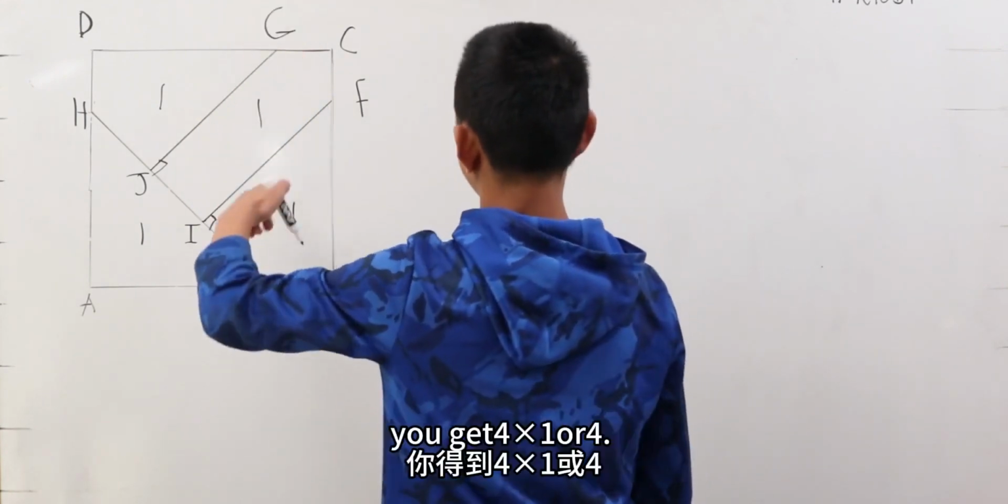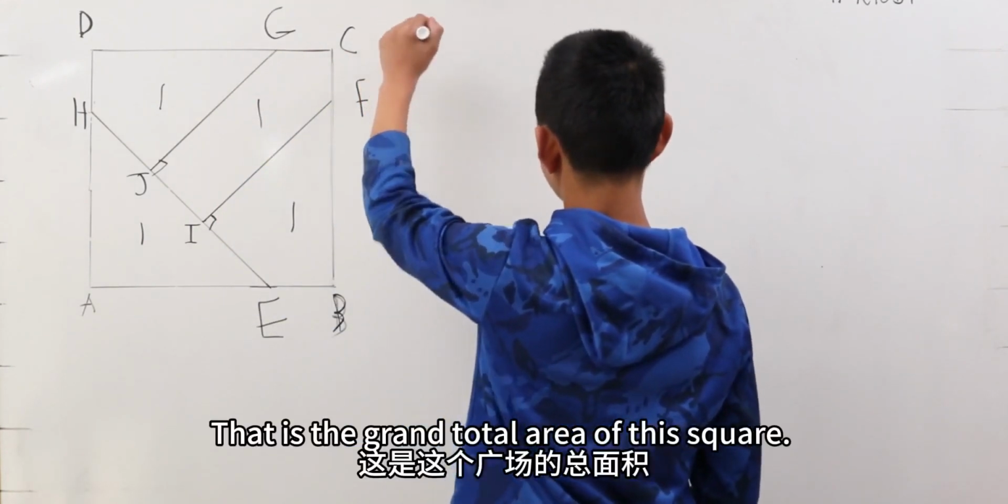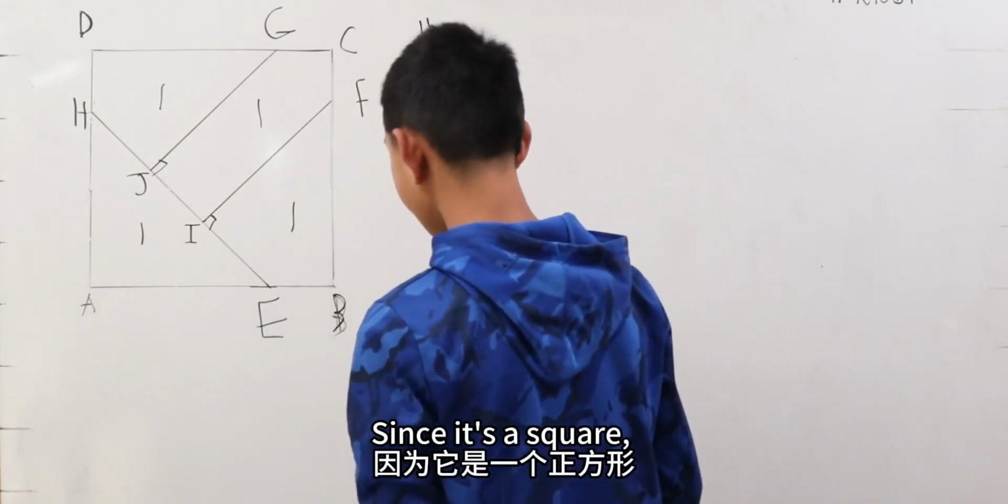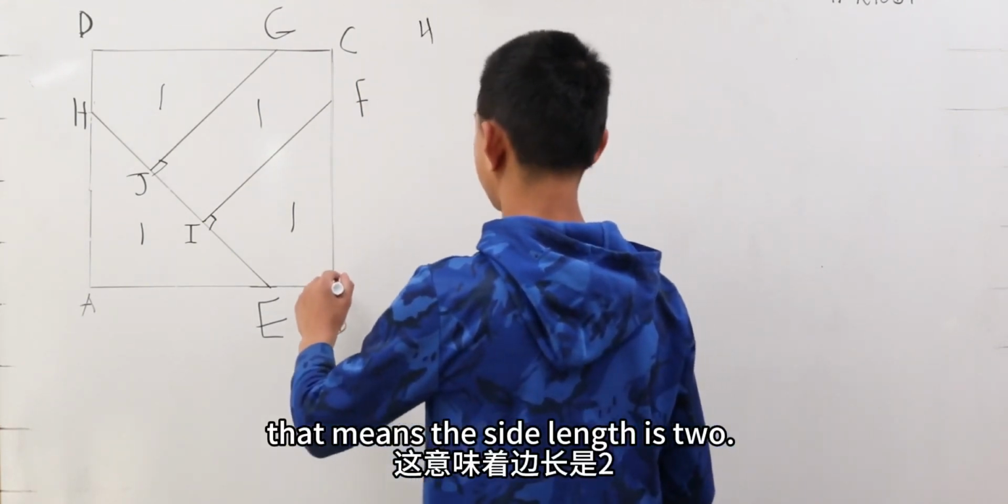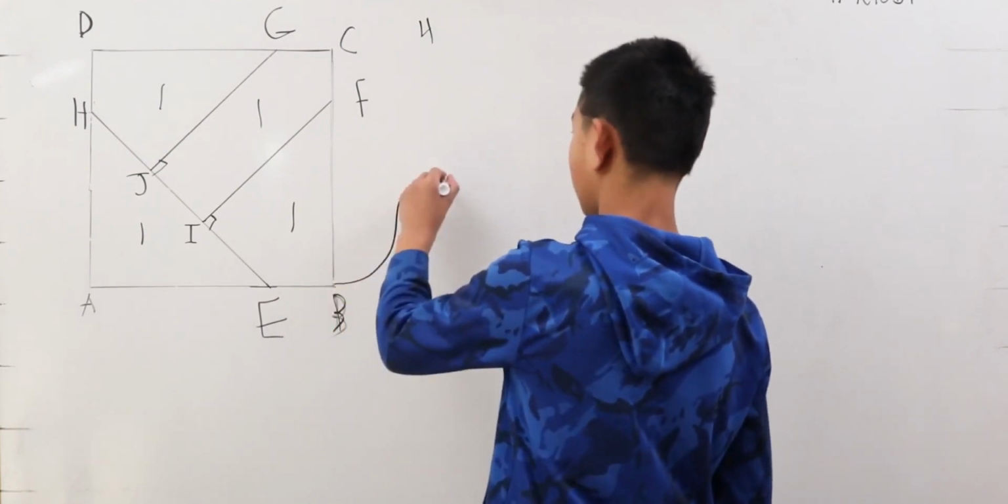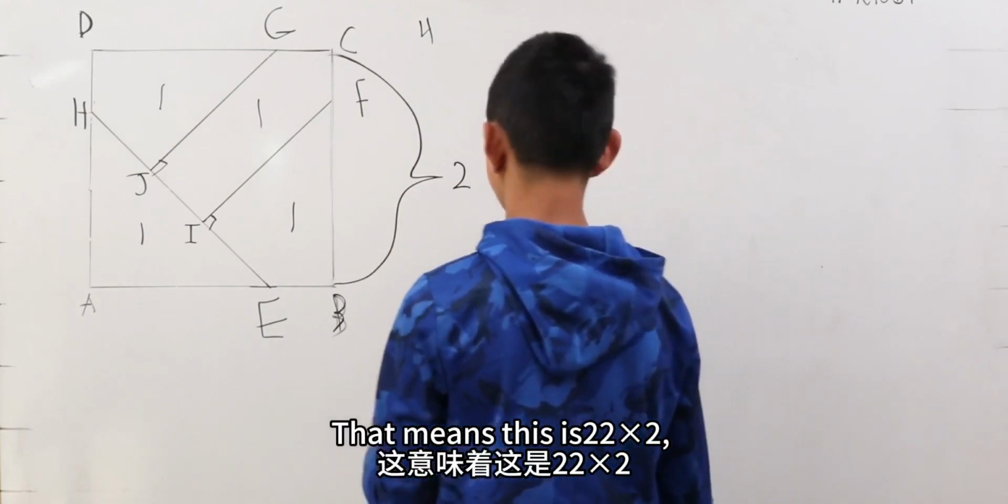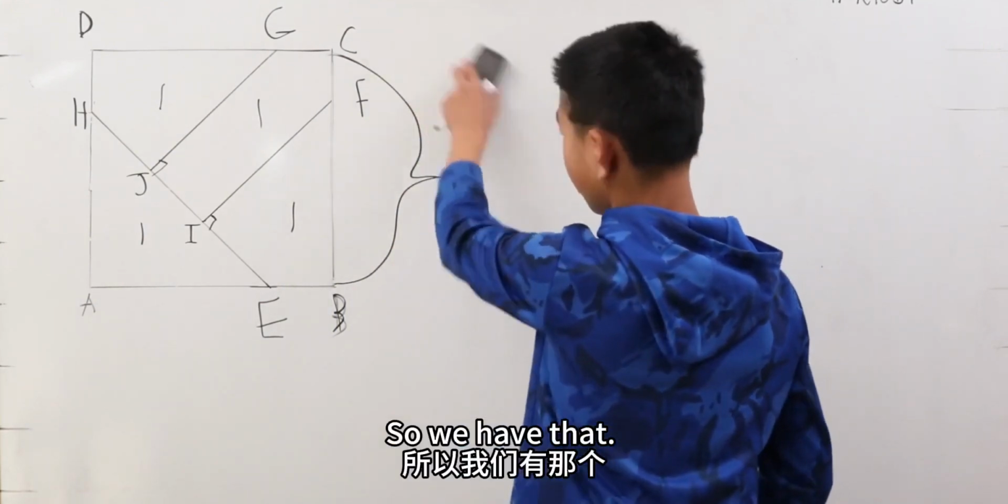So basically, they're saying that each of these individual shapes has area 1, and when you sum up all these areas, you get 4 times 1, or 4. That is the grand total area of this square. Since it's a square, that means the side length is 2. So that means this is 2. 2 times 2 is indeed 4. So we have that.